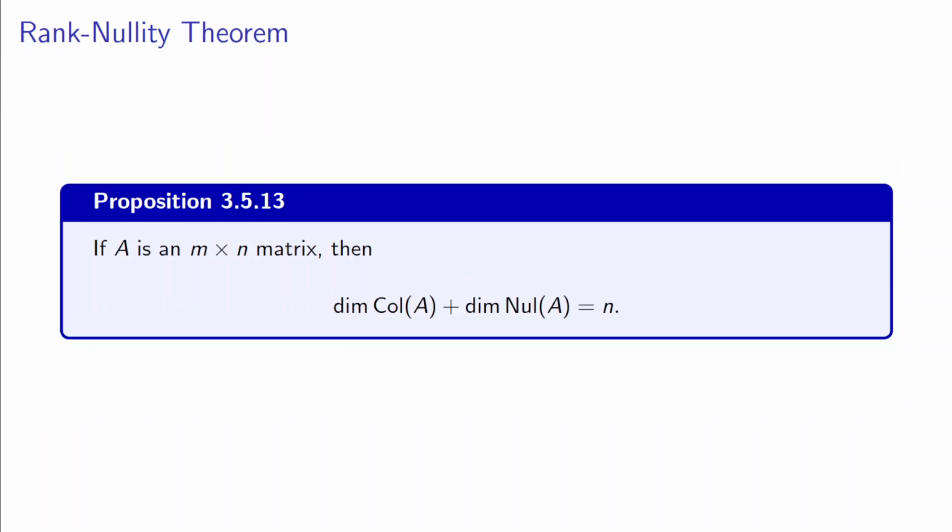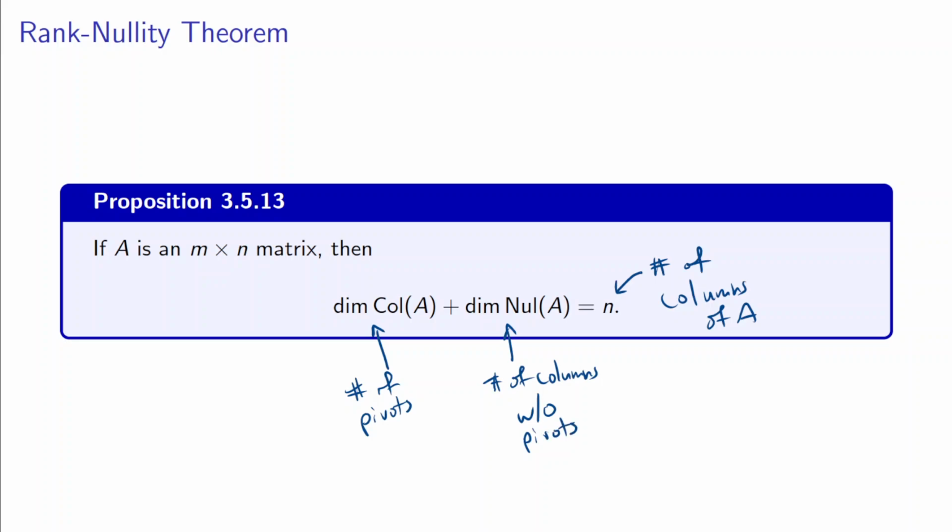And then we have this proposition here, which is often referred to as the Rank-Nullity Theorem, which says that if A is an m by n matrix, then the dimension of the column space plus the dimension of the null space equals n, which is, again, the number of columns of A. The outline of a proof, not a real proof, is that the dimension of the column space is going to be the number of pivots, and the dimension of the null space is going to be the number of columns without pivots. And so if you add those two things together, you just get the number of columns of A.